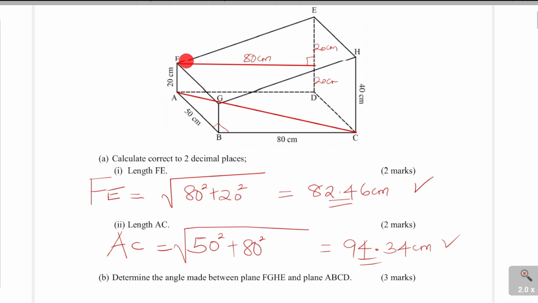You can see that plane, and the base is ABCD. When you look at those two planes, they are not intersecting at any point. There is no line of intersection of those two planes. So FGHE and ABCD are not intersecting. So you have to translate one plane, and the plane that you're going to translate will be plane ABCD. So we translate plane ABCD so that it touches the other plane FGHE, and it is going to touch it at the line FG.